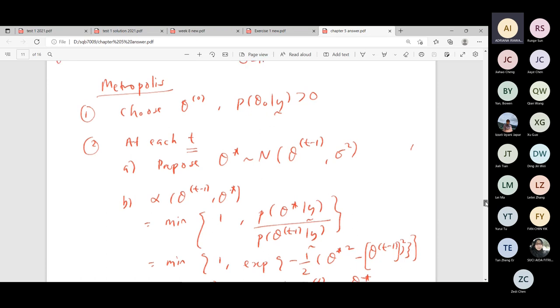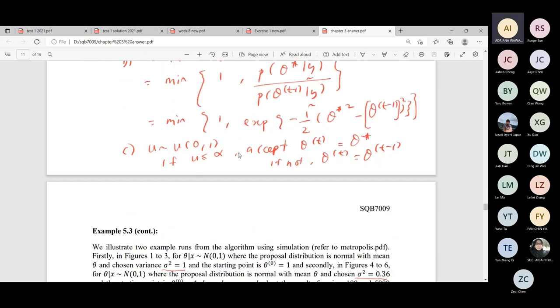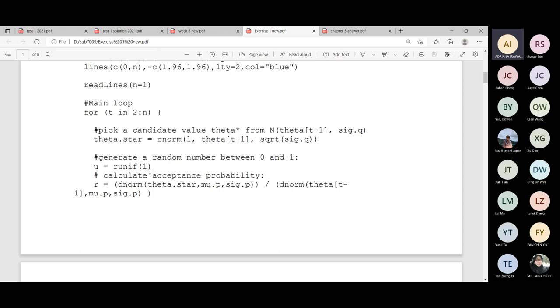Okay, and then to calculate for your acceptance, one part here is you have to generate your U from uniform 0, 1, right? This is where you have runif, and runif is from the uniform. By default, runif will be 0, 1, so you don't have to write 0, 1, but if you want, you also can. It's not wrong. Okay, and then this is where you calculate the acceptance from the alpha.